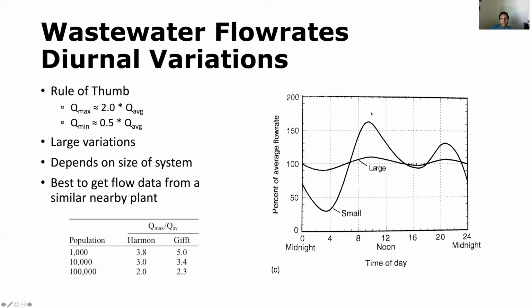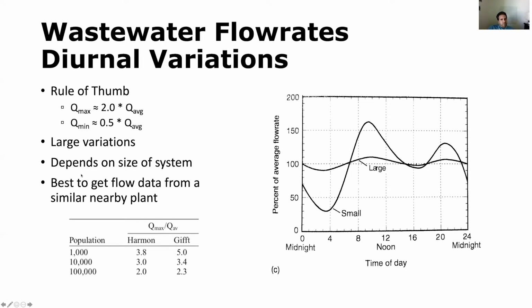So this diurnal variation can be very peaky in the case of small systems, especially systems without flow equalization, or the peaks might be more gradual, and this is more common in larger cities where there's more mixing and you have different travel times of the sewage to get from the place where the user is located, like the household, all the way to the centralized treatment system.